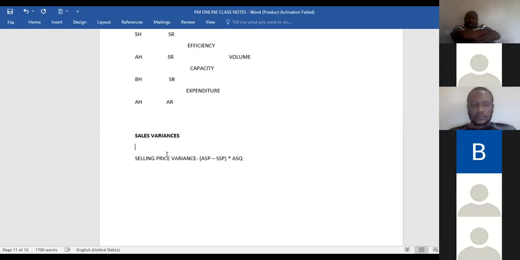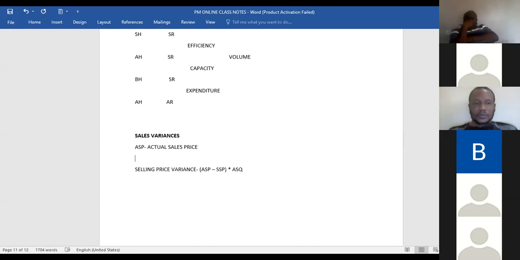Total profit. You said what? That should be actual selling price minus the standard selling price. So actual sales price, that's ASP. Also, ASP is Assistant Superintendent of Police, SSP is Senior Superintendent. So standard sales or selling price, whether you use sales or selling is fine.